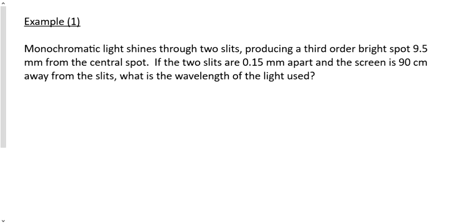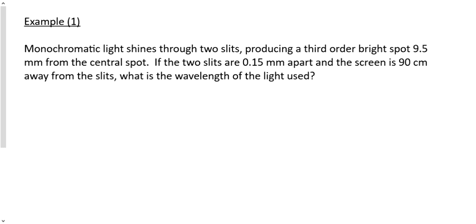Example number 1 says monochromatic light. What's mono mean? One color. You're going to see tomorrow what happens if we have more than one color. It's not a big deal at all. In fact, as much as it might bother you when you see all these different colors, you end up treating it exactly the same way. You just have to be careful of something. Monochromatic light shines through 2 slits, producing a third order bright spot 9.5 millimeters from the central bright spot.